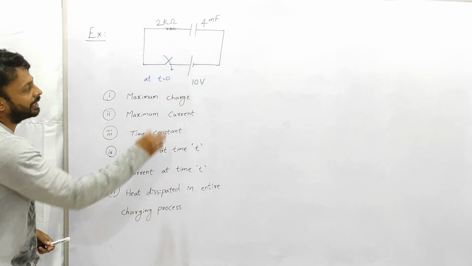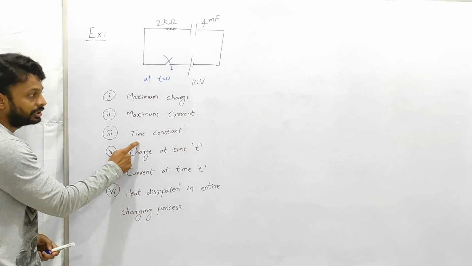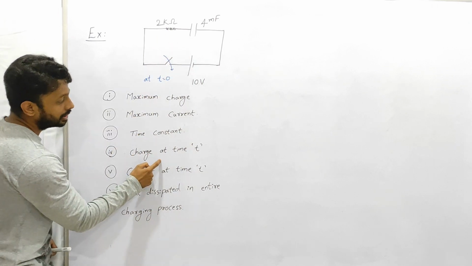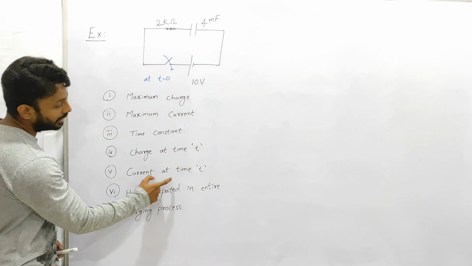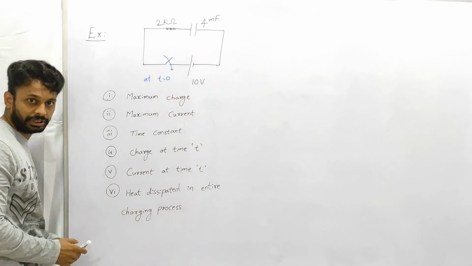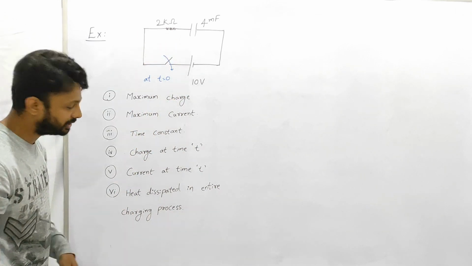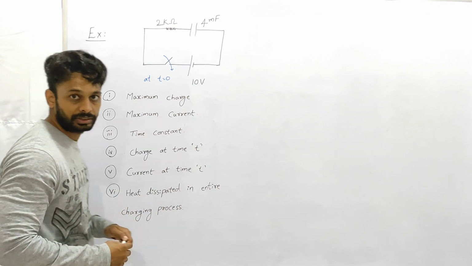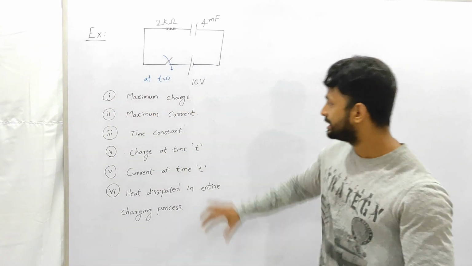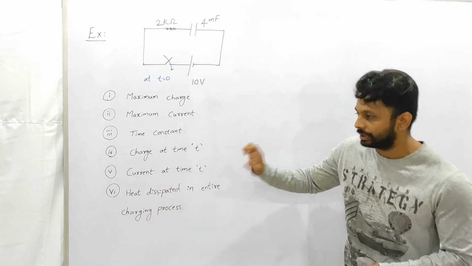Now here we need to find the maximum charge on the capacitor, the maximum current in the circuit, the time constant for the circuit, the charge on this capacitor at any time t, and the current in the circuit at any time t. And finally, in this entire charging process until the capacitor reaches a steady state, we need to find the heat dissipated in the resistor. So basically this is a basic question that we can see in this RC circuit, which includes every segment.